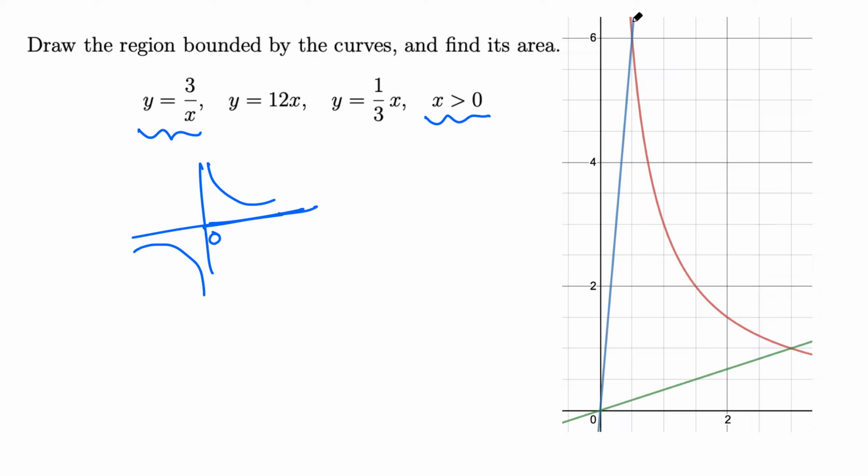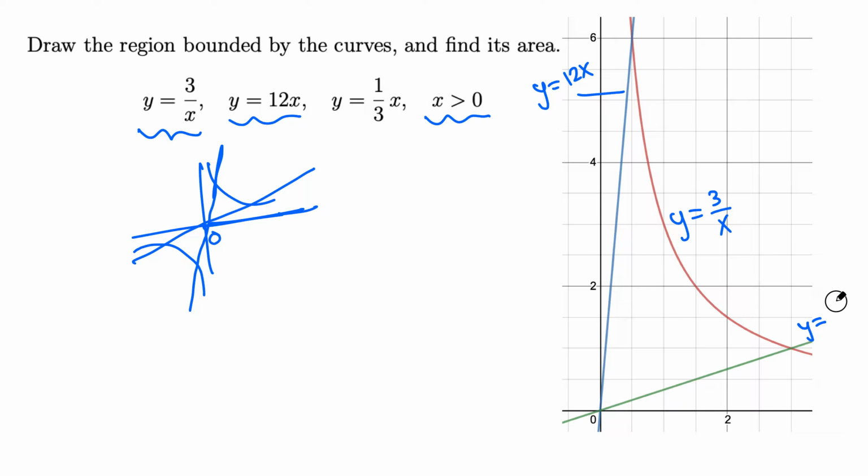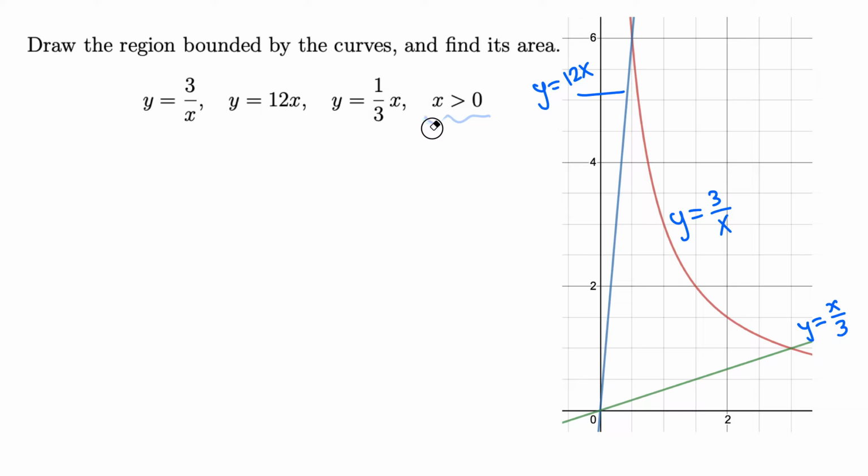So this red curve, y equals 3 over x, y equals 12x. That's going to be something like this here. So this is y equals 12x, and y equals x over 3 or 1/3 x. That's going to be something like this. So here is y equals 1/3 x or x over 3, and x positive, so only on the right side. So we got the region bounded by these three curves.